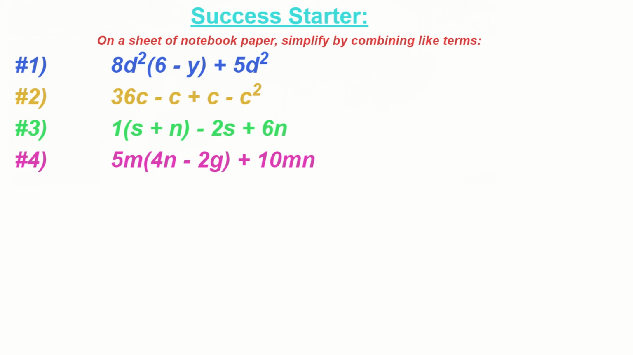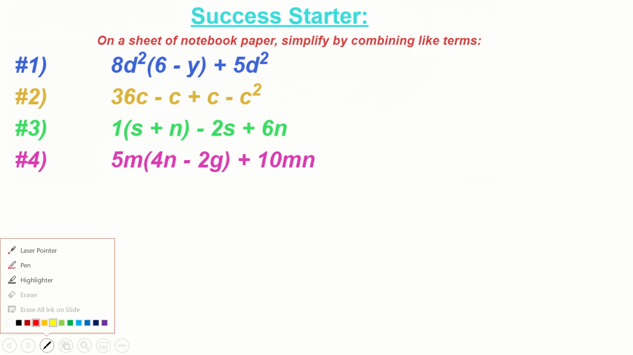All right, guys, so I'm going to go over the success starter. We are combining like terms. Notice that we have some exponents here and the distributive property. So hopefully you had out those notes in order to get this taken care of. So let's look at number one.